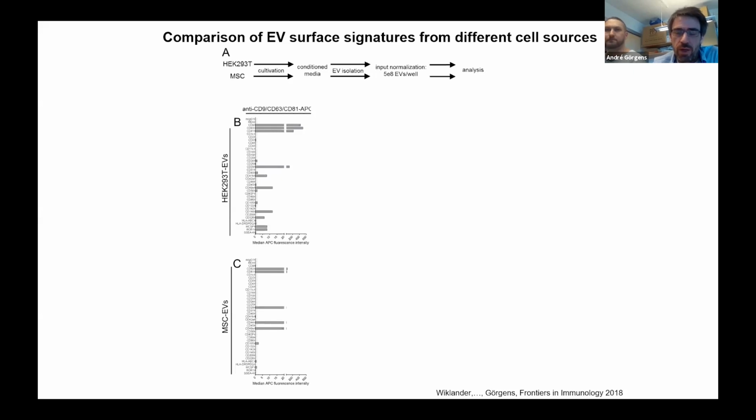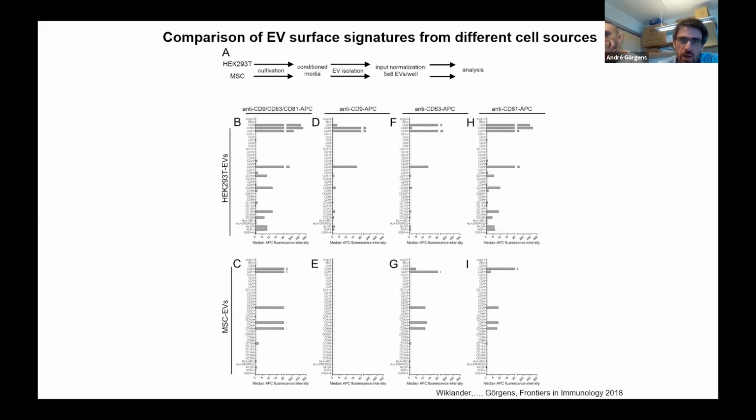You can also study or use it to compare cell lines, and I'm not going into the detail due to time, but you can see that HEC EVs and MSC EVs have different profiles. For example, we don't see CD9 being picked up by those MSC EVs, and you can also vary the detection antibody to get more insight which markers are actually co-expressed with that assay.